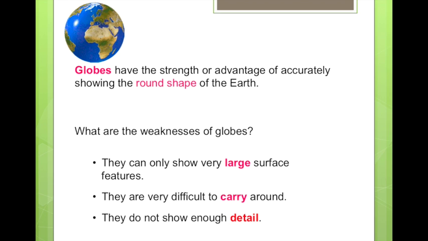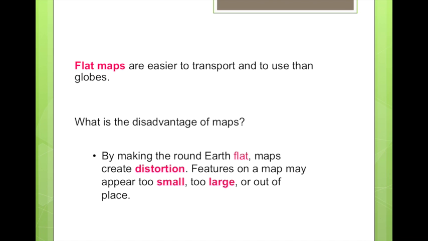They are very difficult to carry around. I used to carry around a globe in my back pocket wherever I went, but it got really annoying. That's actually not true. They do not show enough details, so it's not going to show you individual roads. It's not going to show you where you can go if you get lost in your car. So that means that a flat map is easier to transport and easier to use than a globe.